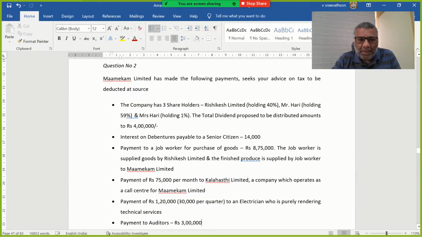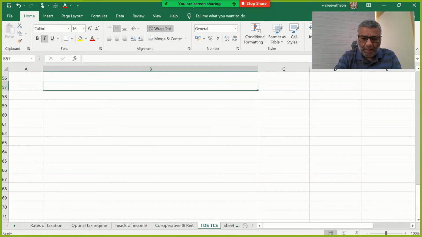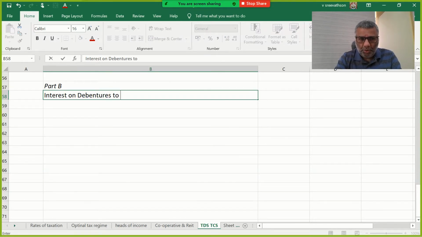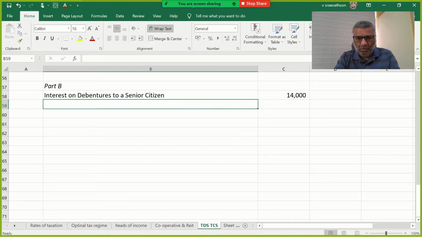Interest on debentures payable to a senior citizen 14 lakhs. Okay. Part B, interest on debentures to a senior citizen. 14,000. Because I took this up not because it is an amendment, but I want to make it clear.